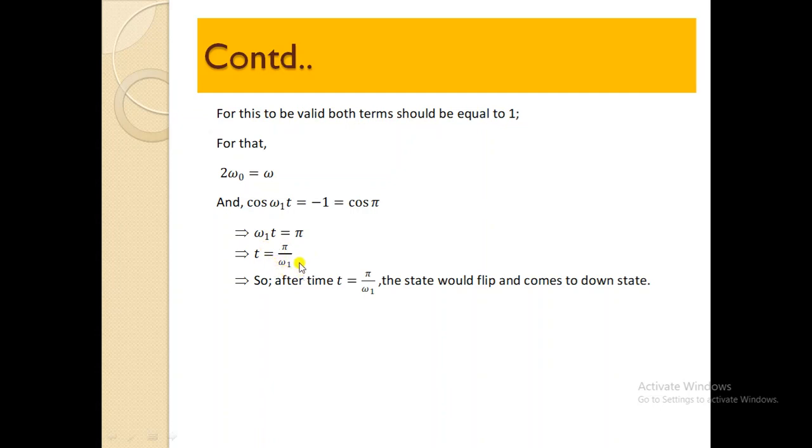So if the probe frequency is ω1, after time t the state would flip and come to the down state. Okay, by knowing that you can find some idea about magnetic resonance imaging, which is used for medical purposes. It is the theory behind that. We generally know about the machine, but we don't know how it works, and this theory would enable you to know about the theory behind that experiment.